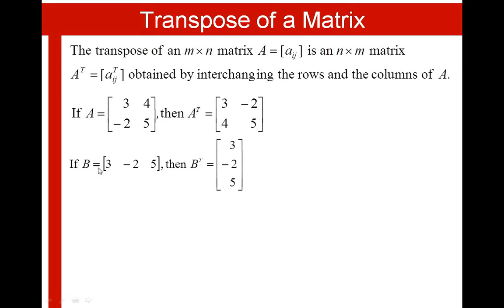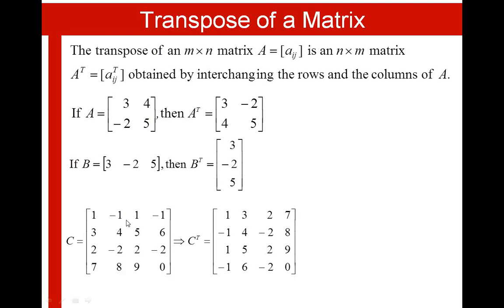For example, B, with 3 minus 2 5, is a row matrix, and becomes a column matrix. This is a 4 by 4 matrix. The transpose becomes like this, and stays the same size, 4 by 4.